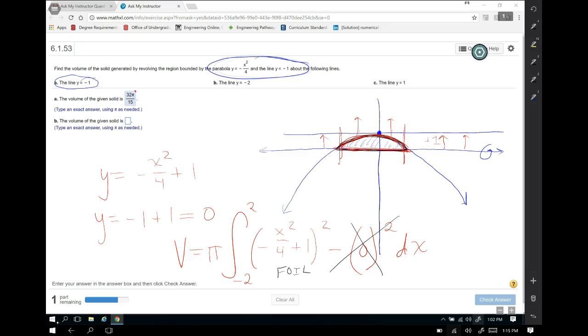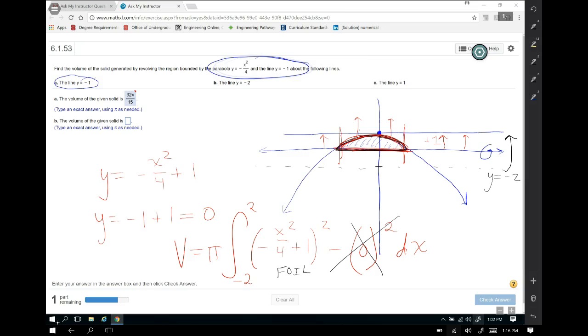So the first one is y equals -1. So everything has to be shifted up 1. So for the second one, it says use y equals -2, which is right here. So everything's going to be done the same, except instead of adding 1 to our functions, we're going to add 2 to our functions. Because in order to get our axis of revolution up to the x-axis, we've got to add 2 to everything, because this is y equals -2.